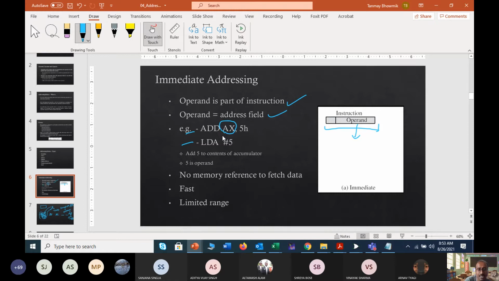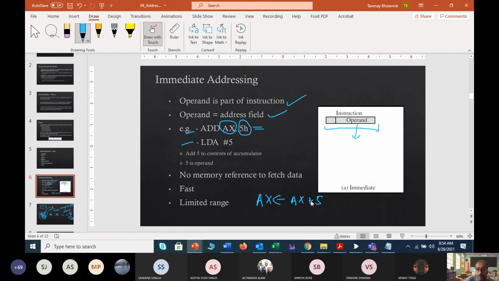You are asking your operand to be added with the accumulator. So that means this is direct data only, and this data is being added with the content of the accumulator. So what is actually happening? The accumulator content is added by 5.